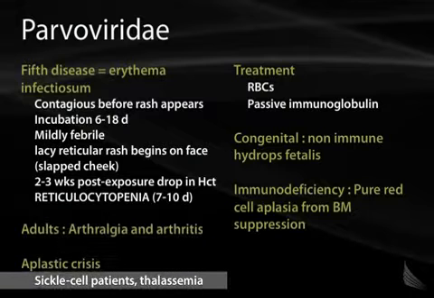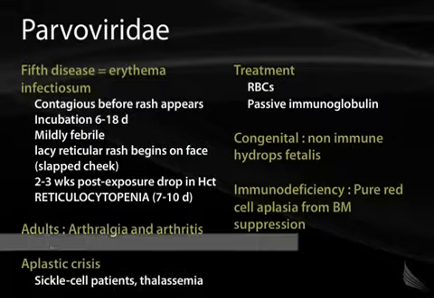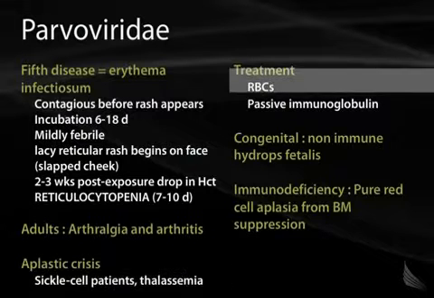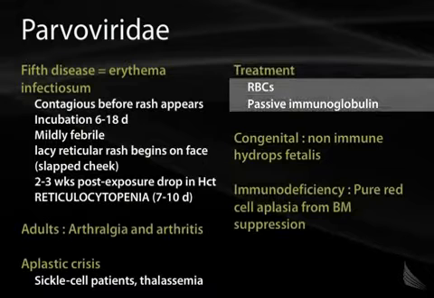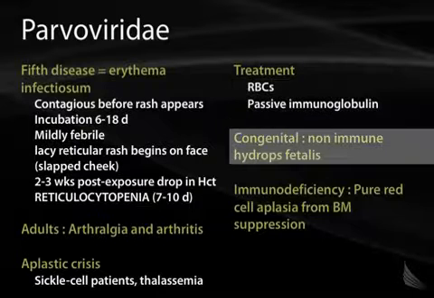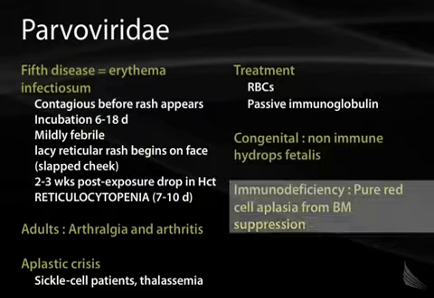Aplastic crisis can happen in sickle cell patients or those with thalassemia. Treatment is you give infusion of red blood cells if they're anemic. You can give passive immunoglobulin to absorb excess virus. If you have a congenital infection, you'll often get non-immune hydrops fetalis. If you're immunodeficient, you can get a pure red cell aplasia and bone marrow suppression.